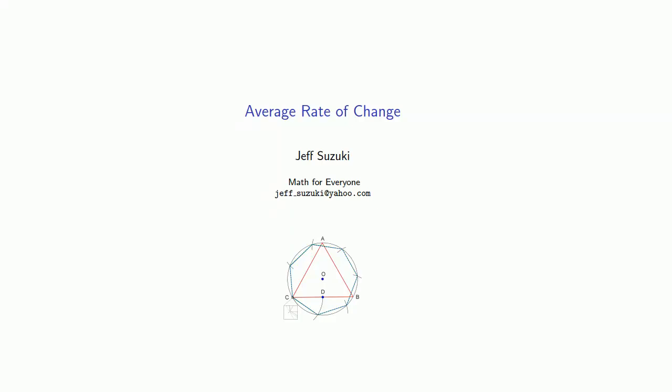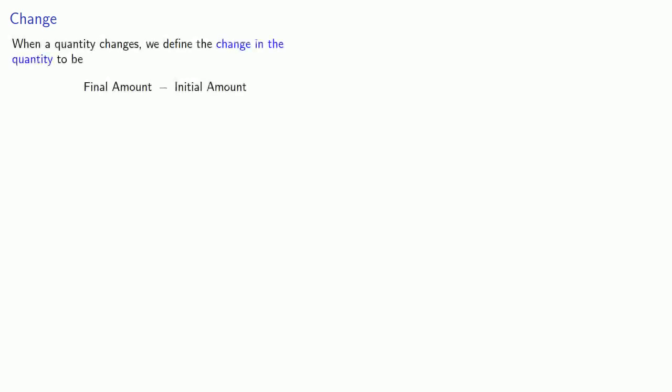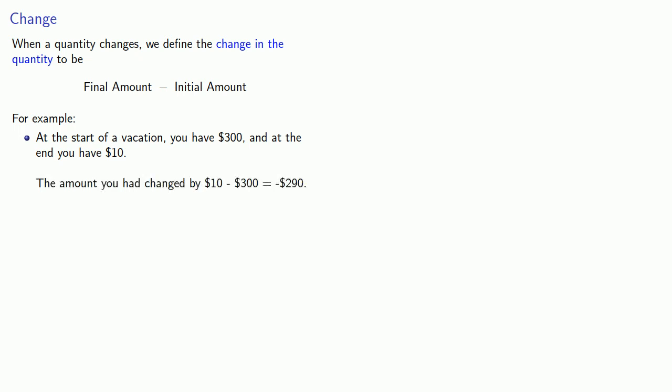One way to describe calculus is that it is the mathematics of how things change. So let's take a deeper look at this notion of change. When a quantity changes, we define the change in the quantity to be the difference between the final amount and the initial amount. For example, at the start of a vacation, you might have $300, and at the end, you might only have $10. And so the amount that you had changed by 10 minus 300, or minus $290.